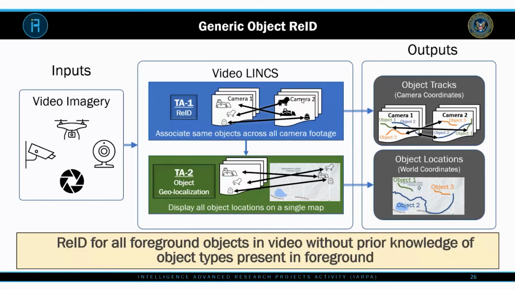Here we show pictorially the generic object re-ID. Again, the inputs are video imagery from a number of different video sensors. And then, again, we have the two TAs, re-ID and object geolocalization. But in this case, they're whatever objects are present in the foreground of the imagery. And the output will provide the object tracks in camera coordinates, as well as those object locations in geo coordinates. It's re-ID for all foreground objects in video without prior knowledge of object types present in the foreground.